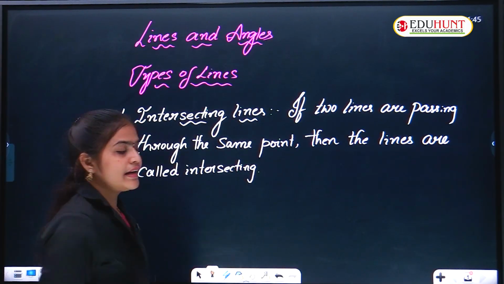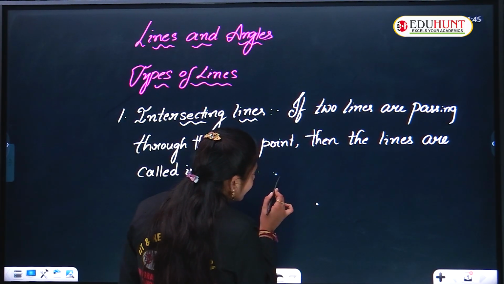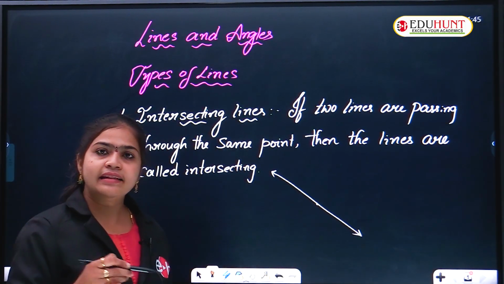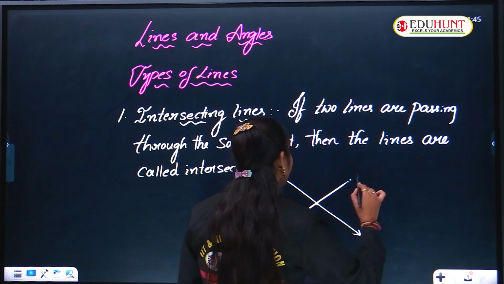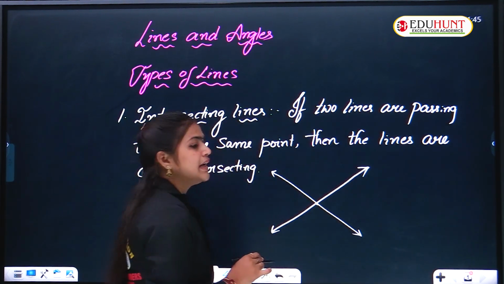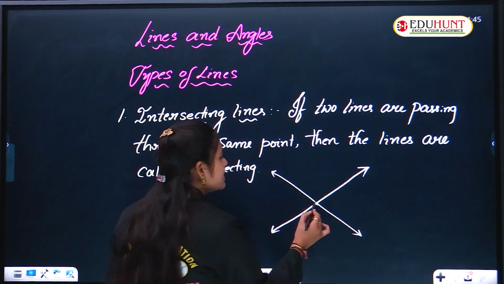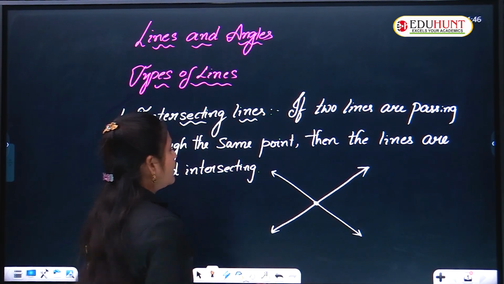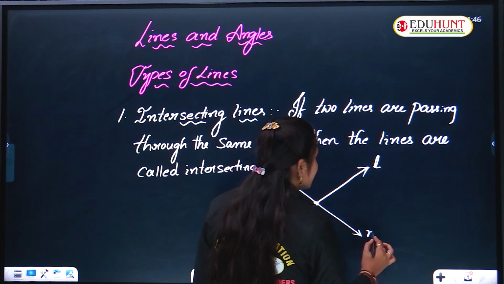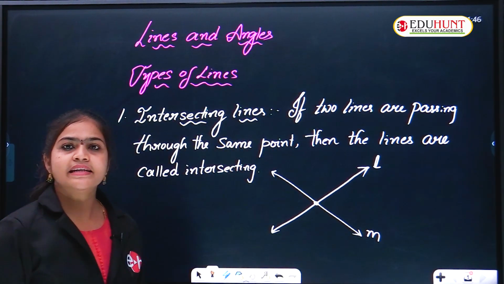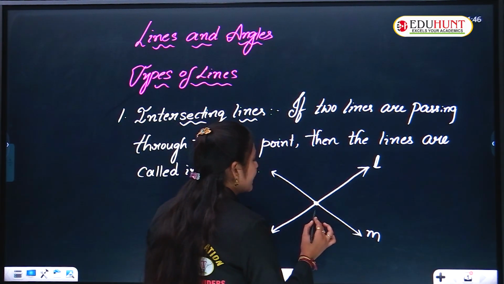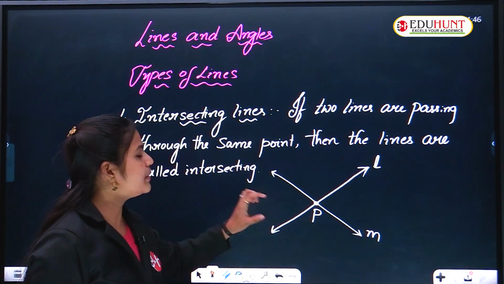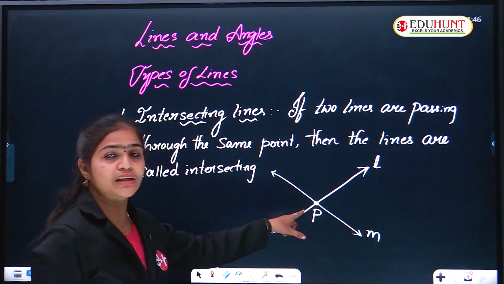Understood, ma? See here, one point is there. Through that point, one line is passing through the given point. Another line is also passing through the same point. Here two lines passing through the same point means these two lines have the same common point. See here, this is line L and this is line M. These two lines are passing through the same point, which we name as P. Now here L and M are intersecting lines, and here we have the point P.